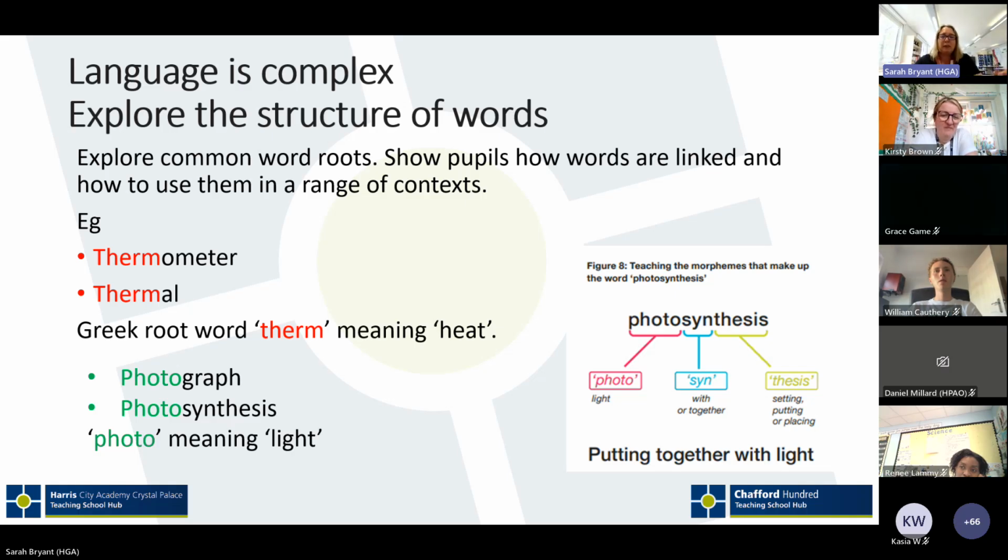So pinning down those, it's a bit like when we talk in maths about mono and bi. So mono meaning 1 and bi meaning 2. So utilising that and actually making links between subjects as well. They might have come across the root word in a different subject, and we can use that to our advantage in science.